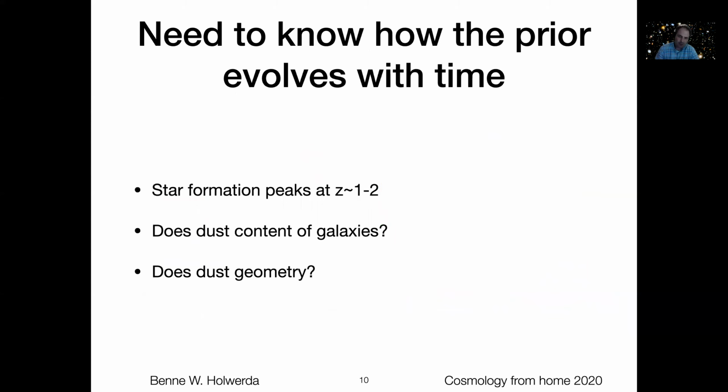But that doesn't give you any evolution at all. It essentially says, okay, we're matching to a local template, and is there any evolution out to redshift 2, say? Because all this action happens with supernova, well, basically in the last 10 billion years between z is 2 and now. And so what kind of evolution happens? Well, we also know that star formation peaks at redshift 1 to 2, and then drops by a factor 10 all the way to redshift 0. So how does the dust content of galaxies change? How does dust geometry change? That's something to go and explore.